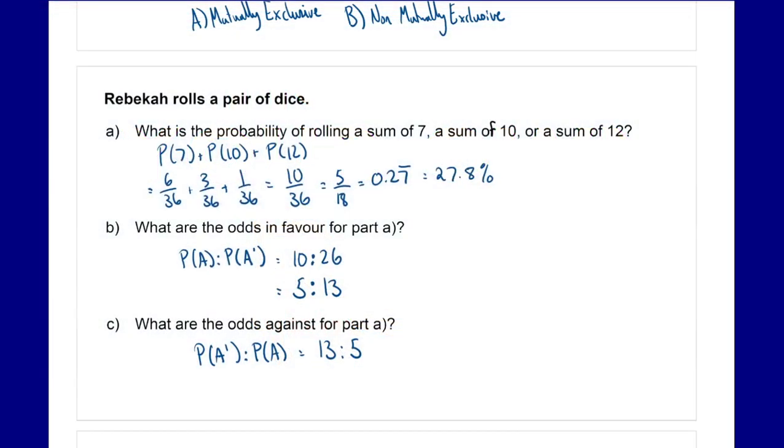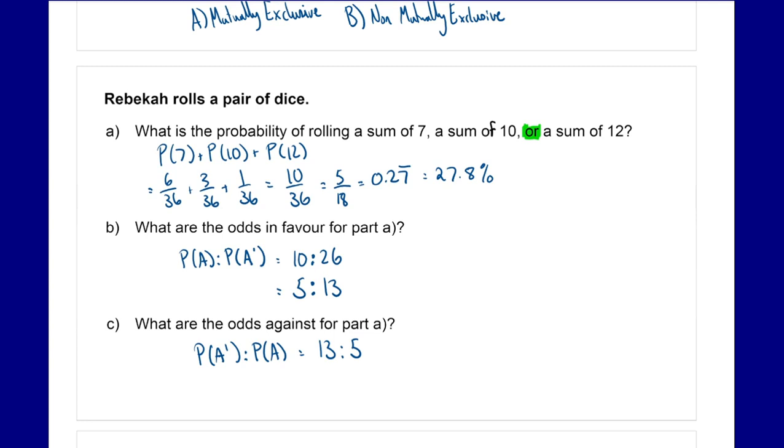So looking at these questions, for A, the probability of rolling a sum of 7, a sum of 10, or a sum of 12. That "or" in the question should indicate that we should be adding some probabilities together. So in this case, probability of 7, which is 6 out of 36, plus the probability of rolling a sum of 10, which is 3 out of 36, plus the sum of 12, which is 1 out of 36, gives us a total of 10 possible outcomes over 36. We can reduce that to 5 over 18, or 0.27 repeating, or 27.8%.